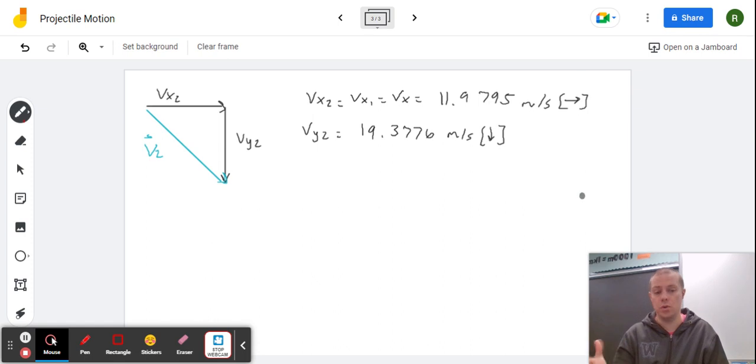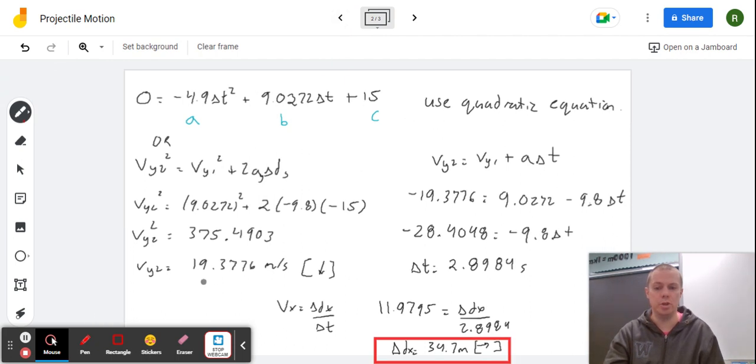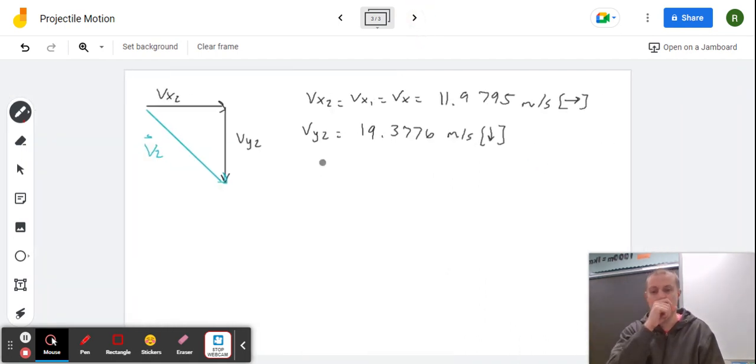Now, if you use the quadratic equation to find time, then you would still need to do this calculation in part B in order to find Vy2. So that's kind of why I did this method, because it got us the right answer, but it also gave us a number that we're going to need anyways. Okay. So now this is just basic, taking a horizontal and a vertical and assembling it into a vector. So this is just simple Pythagorean theorem at this point.